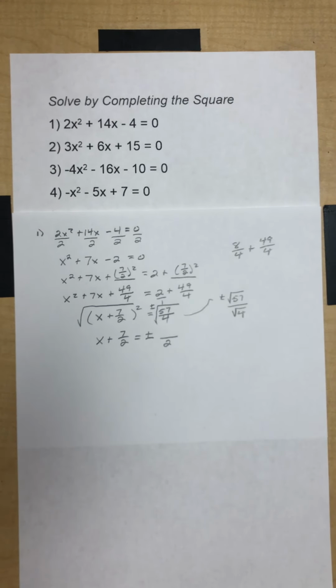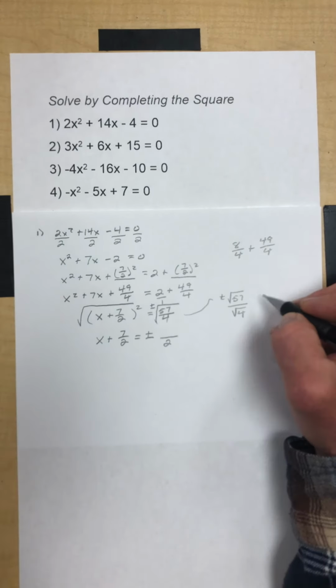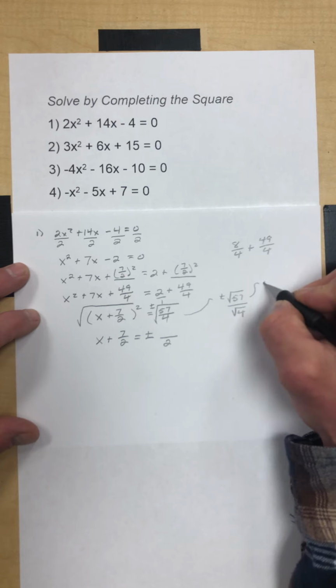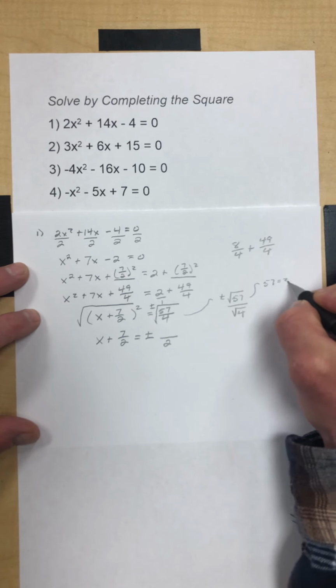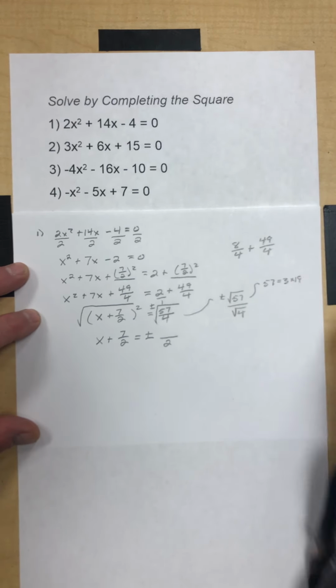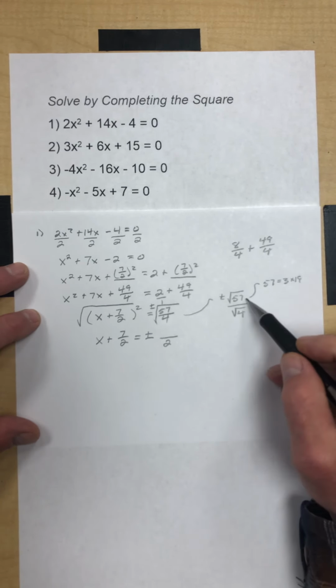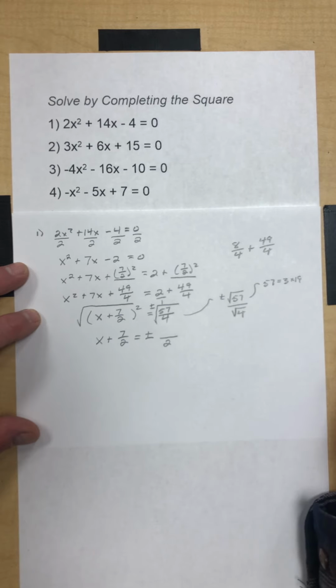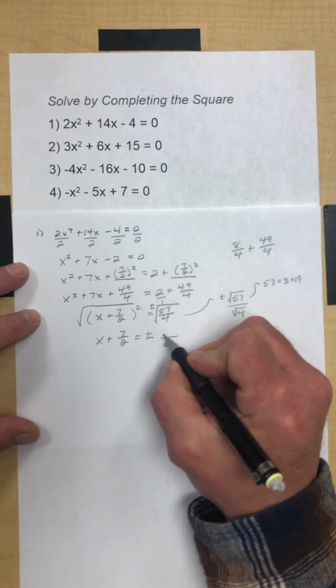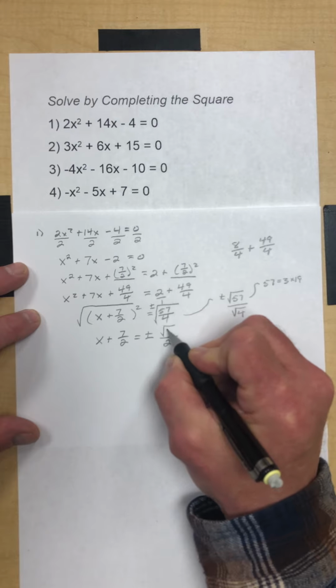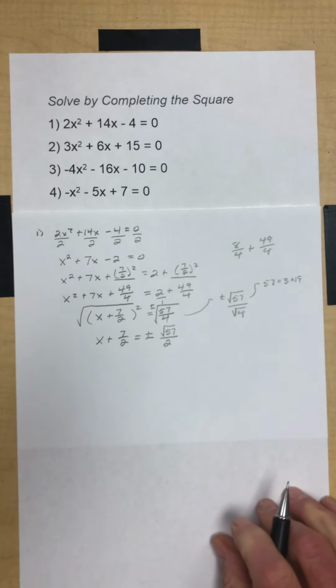If I look at 5 plus 7, that's 12. 12 is divisible by 3, so I know 57 is divisible by 3. 57 divided by 3 is 19. So 57 equals 3 times 19, and notice both of those factors are prime. So there's nothing I can do as far as putting this in simplest radical form. It's already in simplest radical form. So we just get plus or minus radical 57 over 2.